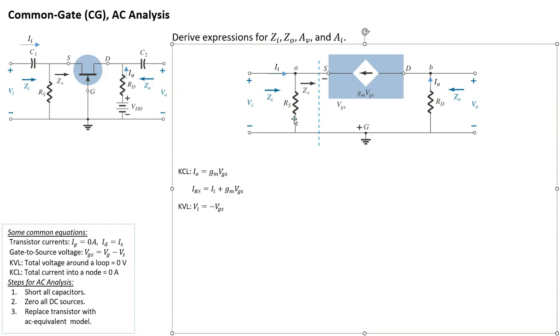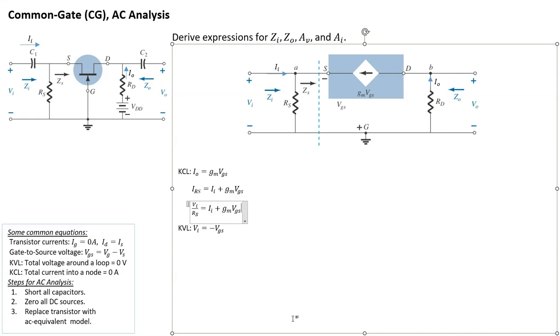But then IRS you can also describe in Ohm's law terms. I equals V over R, where V is going to be VI over RS. So we can rewrite that: IRS is simply VI divided by RS, which is equal to II plus GM VGS.